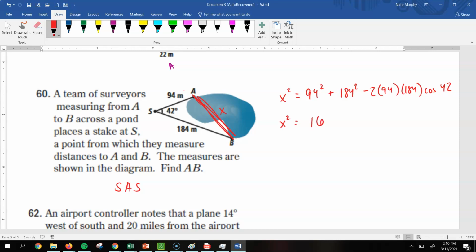And so when you do that, you get 16,985.13, we'll say. And so if I take the square root of both sides, we get 130.3, and this would be meters. It's the distance across the lake.